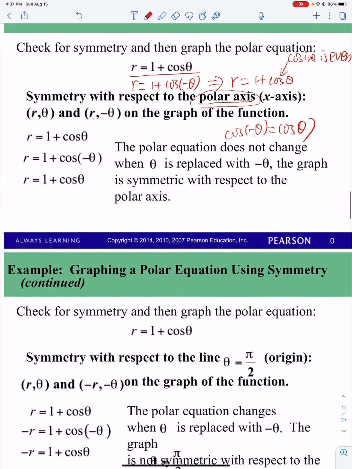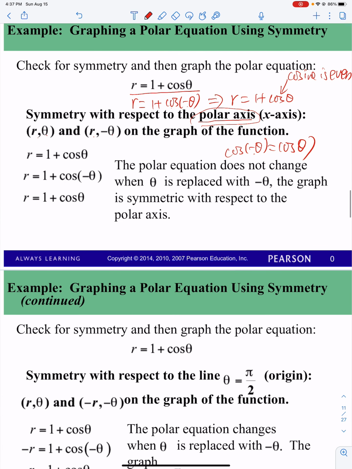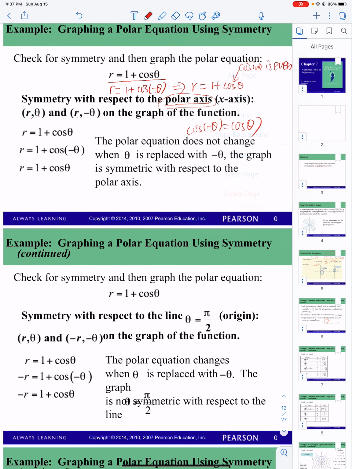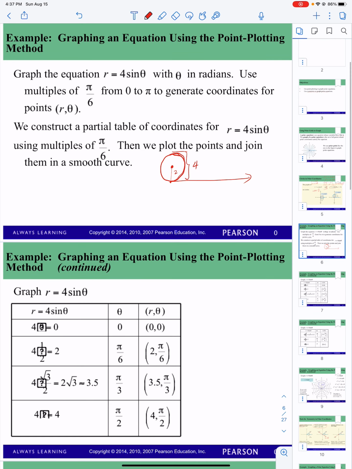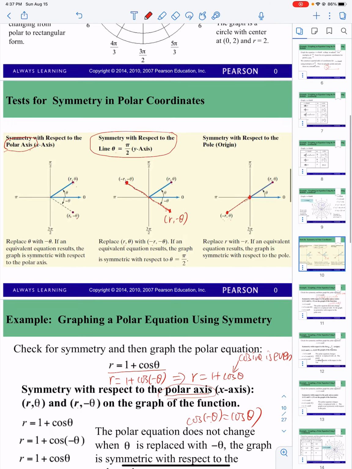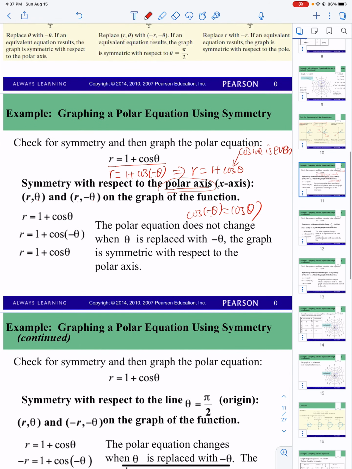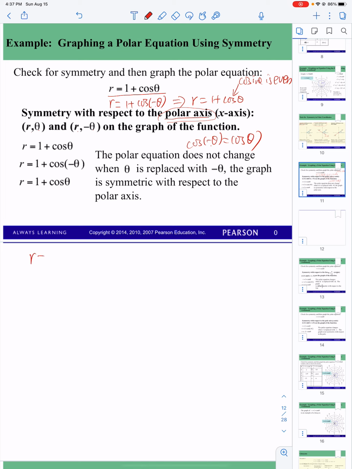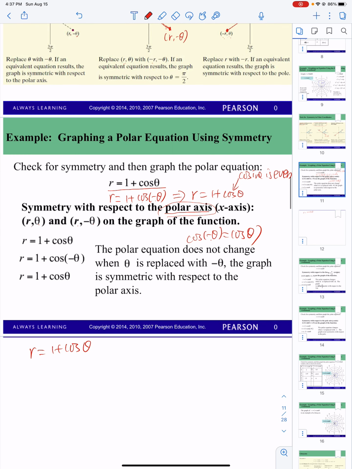Okay, so what do we want to do here? Okay. Similarly to before, I will put a blank sheet and work with you, okay? So r equal to 1 plus cosine theta again. We want to check the other one.